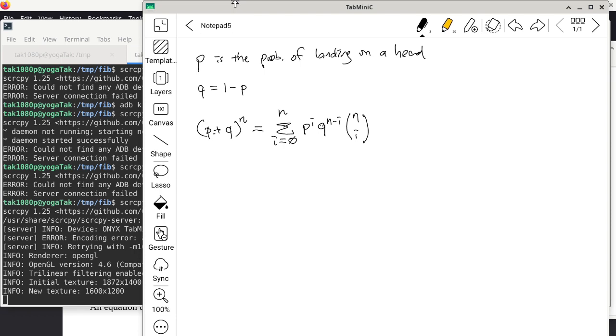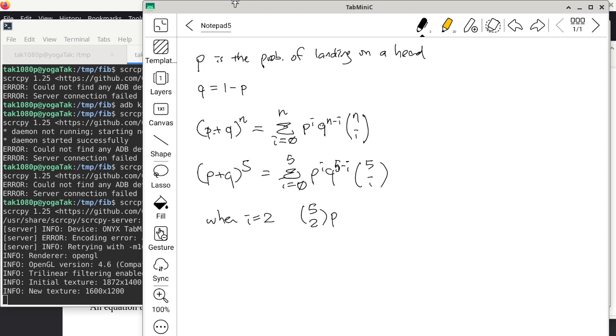Very good. So now we can make this more specific. We now know (P plus Q) to the power of 5 is the sum, with I going from 0 to 5, of 5 choose I times P to the power of I times Q to the power of 5 minus I. Okay, that is a little helpful, but which specific I am I interested in? 2, very good. So when I equals 2, we end up with 5 choose 2 times P to the power of 2, Q to the power of 3.